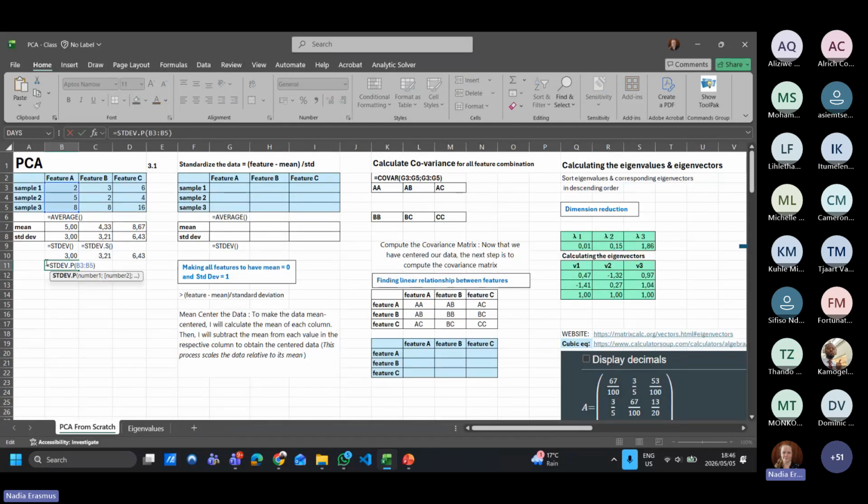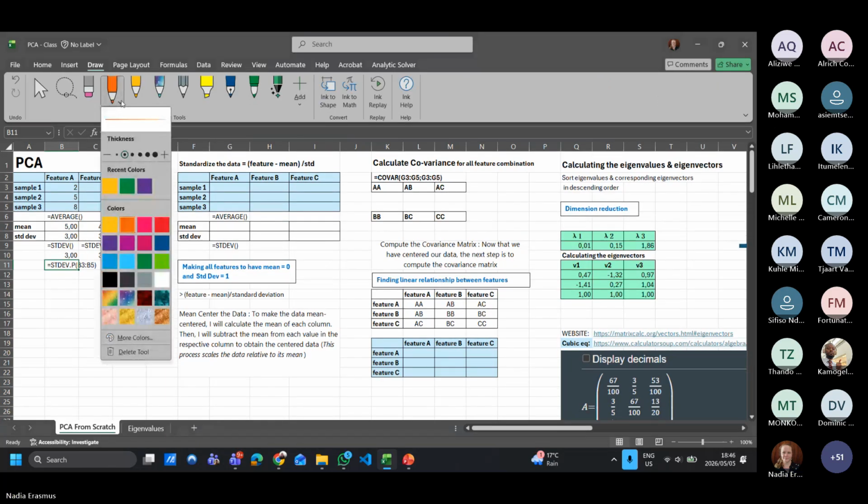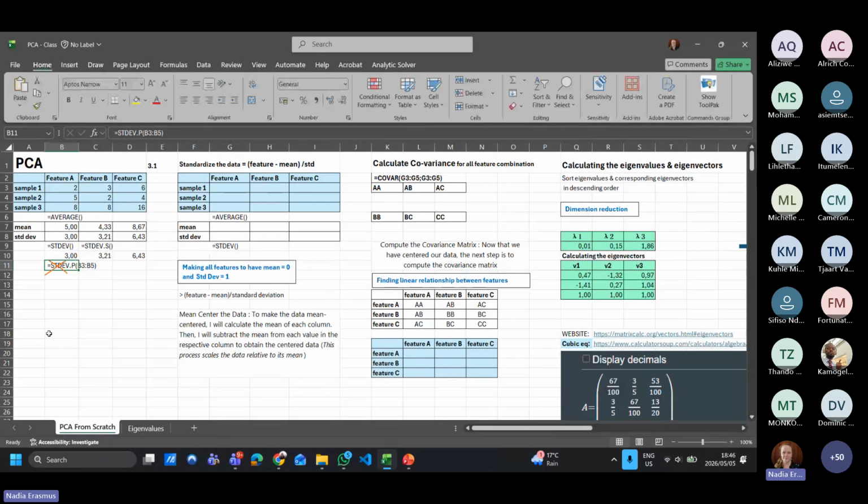So I would not recommend you guys using the standard deviation P because that's population. So this is the standard deviation for this sample. Okay, so don't use this one. Don't use that one. Okay, so let's go back.